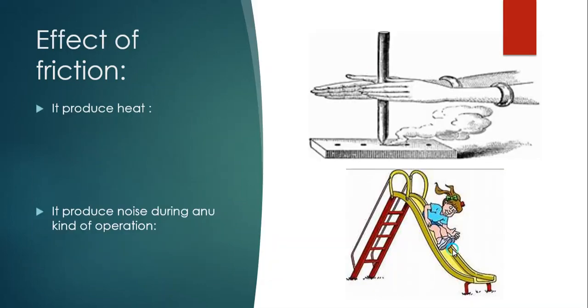And then, the effects of friction. Like this example here, people used friction many years ago to produce heat and make fire. So we know that friction produces heat. For the next picture, look at this girl playing on a slide. The friction produces noise during any kind of operation.